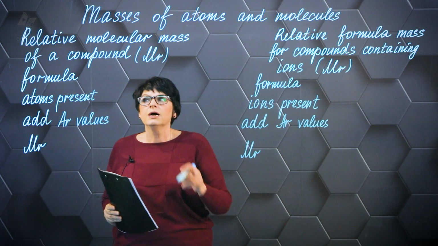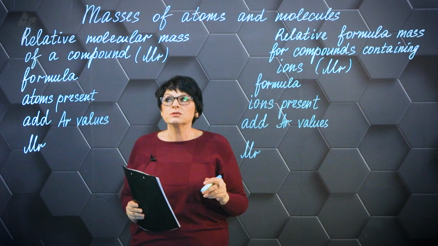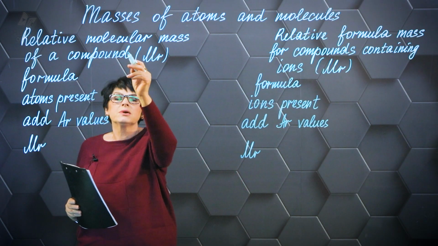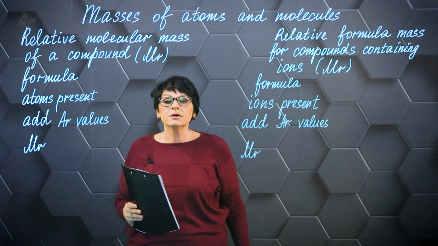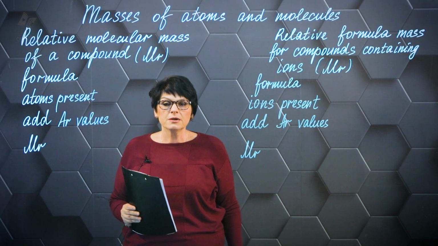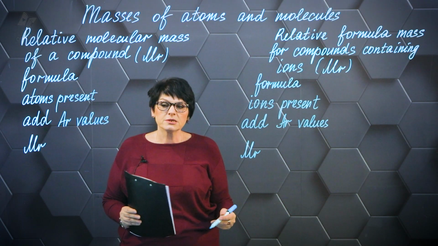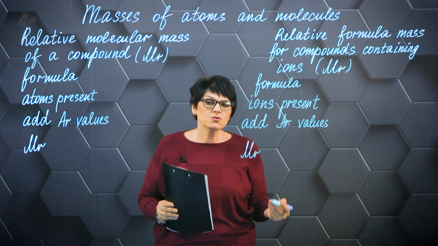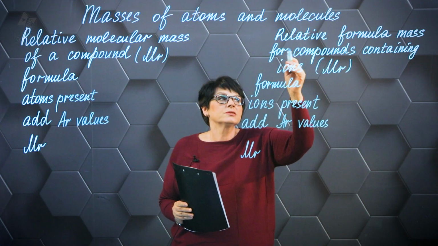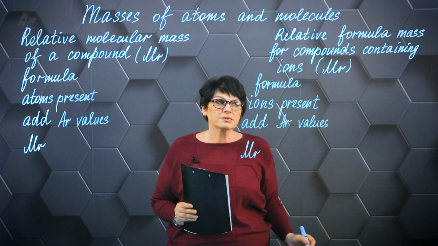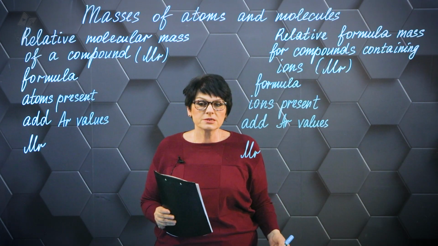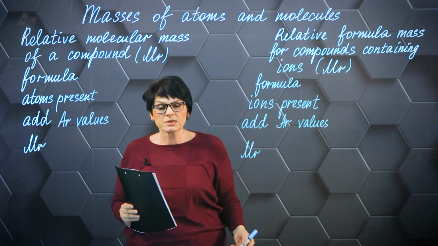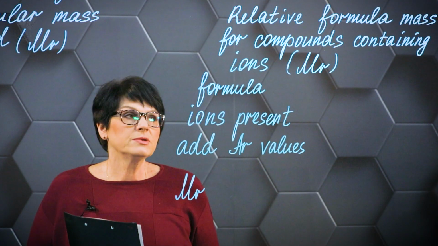Of the given compound. In summary, the molecular mass is determined relative to the mass of carbon-12 and varies depending on the compound being considered. But there are compounds consisting of particles, ions. Then we speak about the relative formula mass, which relates to compounds consisting of ions. The designation of this value is also Mr.